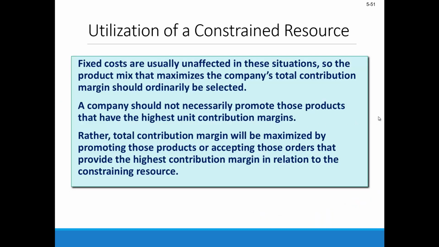So fixed costs are usually unaffected in these situations, so we're looking for the product mix, that's the relative proportion in which we make and sell our products, that maximizes our overall total contribution margin. We should not necessarily be promoting those products that have the highest unit CMs, but those that have the highest contribution margin generated per unit of the limited resource. So if our limited resource is direct labor, like people touching things to put them together, then we want to make sure we're focused on producing the products that make the best use of that labor. They generate the highest contribution margin per labor hour, for example.